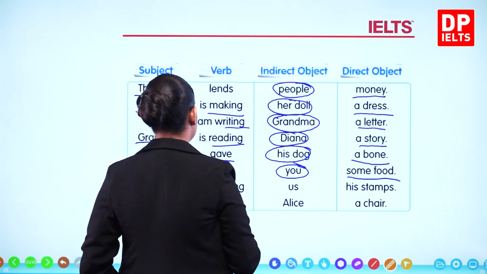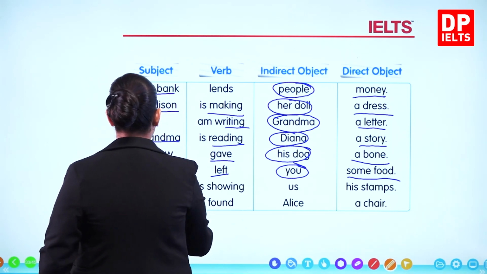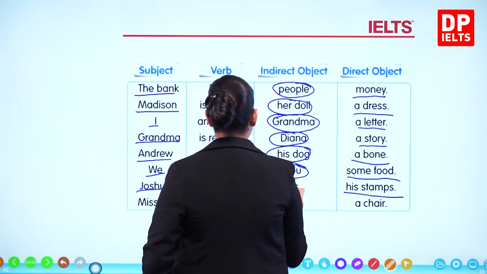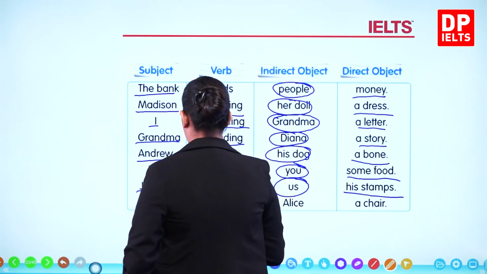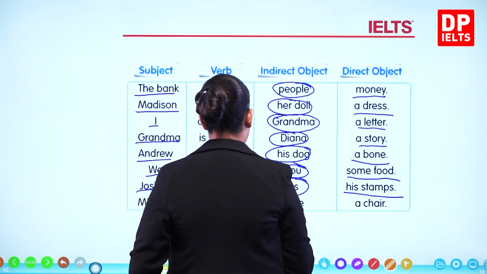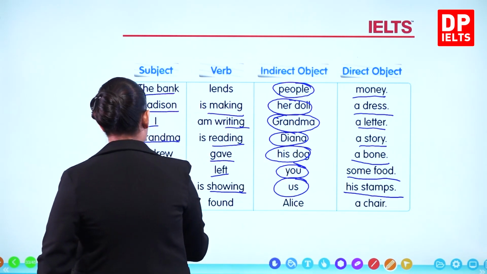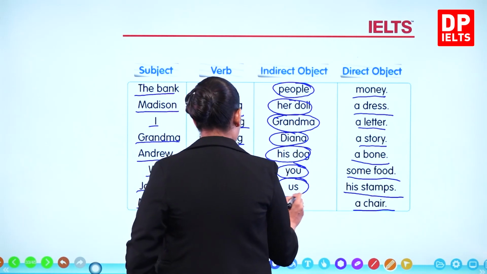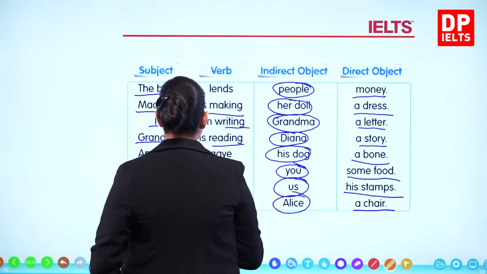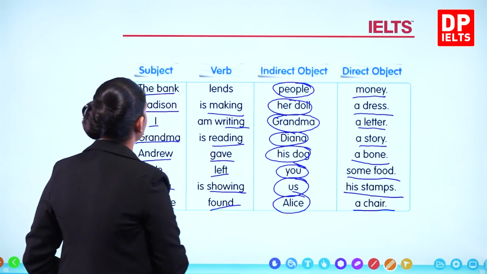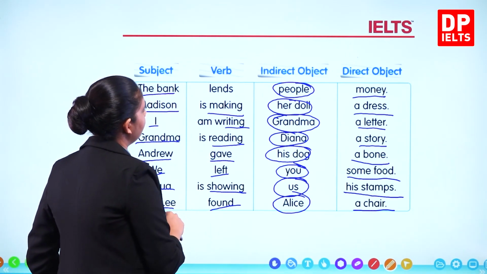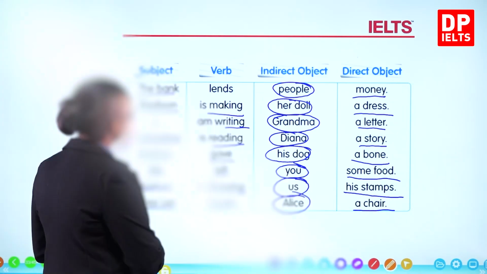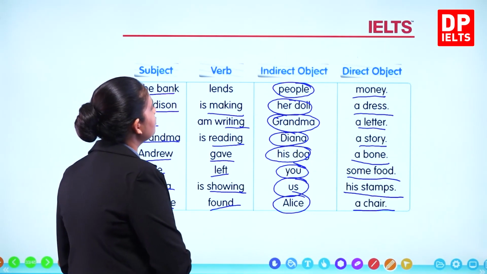Joshua is showing us his stamps. Who is showing the stamps? Joshua. What is he showing? His stamps. Showing is the verb, to whom? Us. Miss Lee found Alice a chair. Who found a chair? Miss Lee. What did she find? A chair. For whom? Alice. Right? So here again, just a quick reminder: subject, verb, indirect object, direct object are there. Okay? Right.